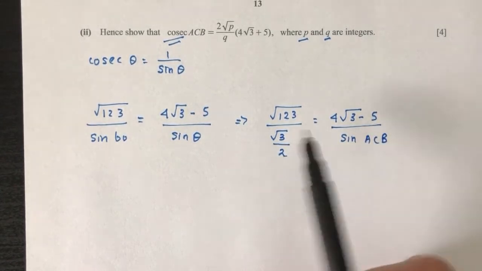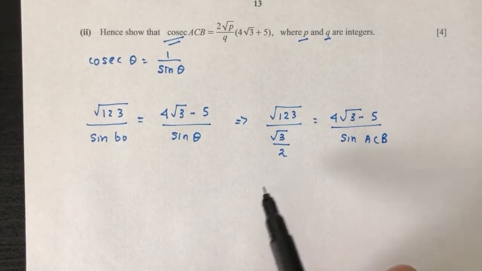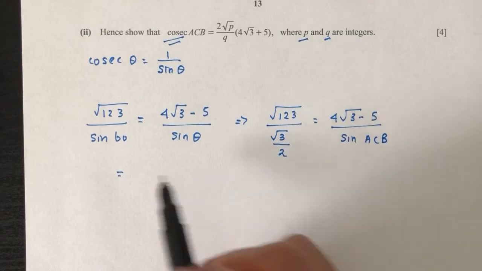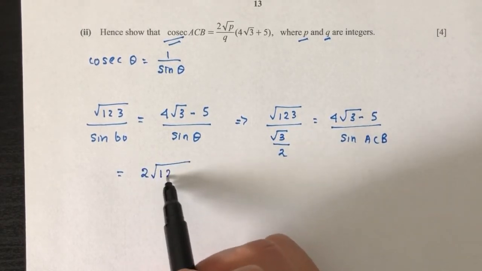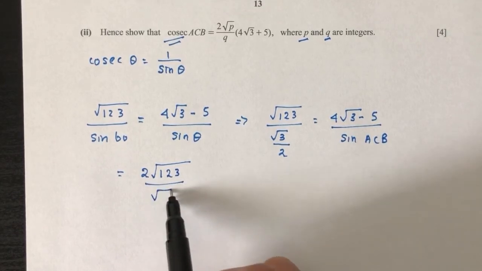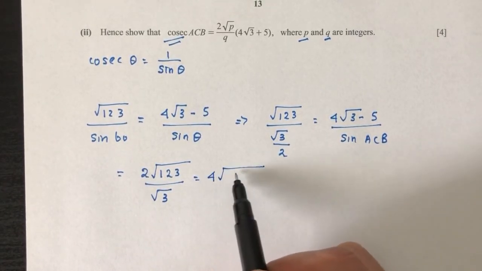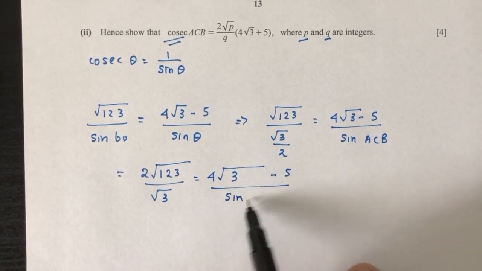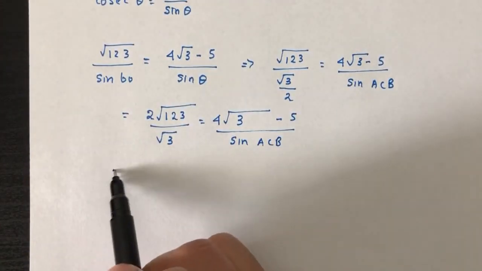So we have to convert this somehow into this form. So what can we do? So we can actually, let's simplify this. So we send 2 up, that becomes 2 root 123 divided by this equals 4 root 3 minus 5 over sine ACB. That's the first step.